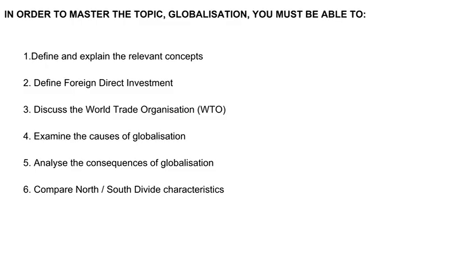Right. So that brings us to the end of the term 3 work, and now we're doing term 4. And please bear in mind, we said that for term 4, we're only going to look at essay type questions here, okay? So in order to master the topic globalization, you must be able to define and explain the relevant concepts, define foreign direct investment, discuss the World Trade Organization, known as WTO, examine the causes of globalization, analyze the consequences of globalization, and compare the North-South divide characteristics. Once again, you're talking North-South, you're talking developed, developing countries.